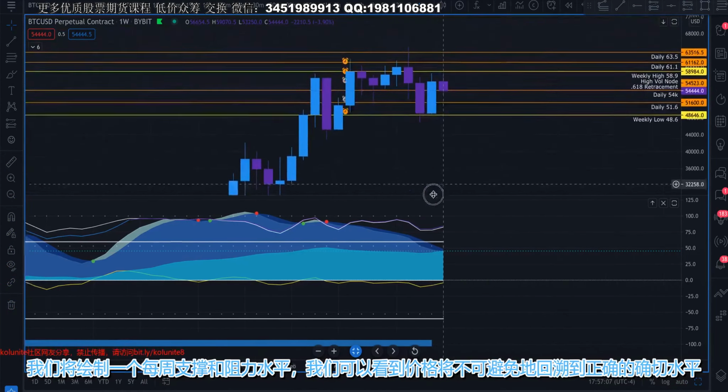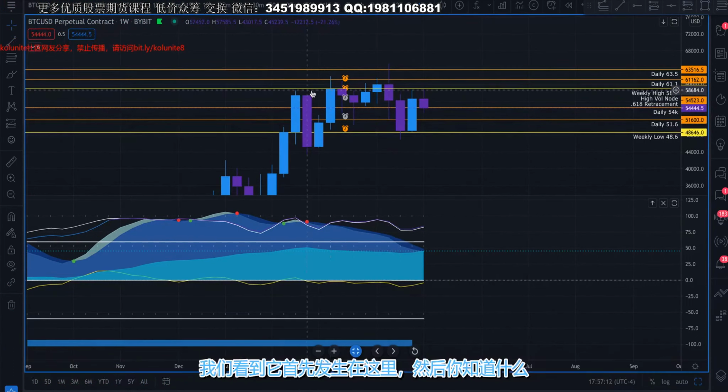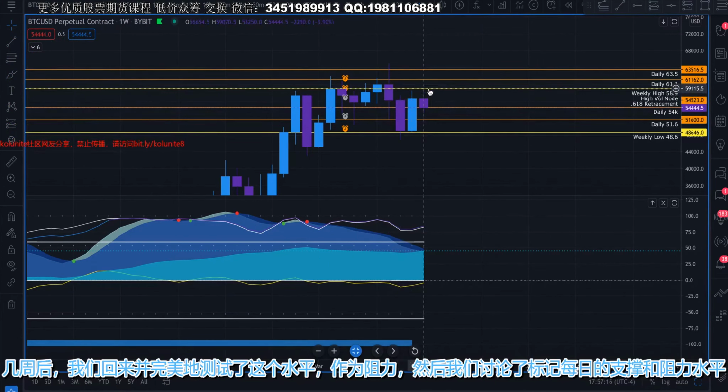And we can see that price will inevitably retrace back to those exact levels, right? We see it first happen here, and then what do you know? Weeks later, we come back and perfectly test this level as resistance.